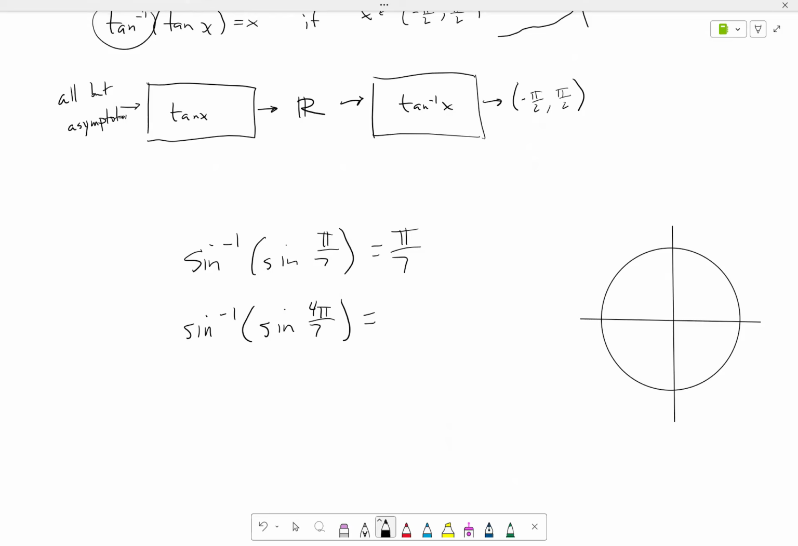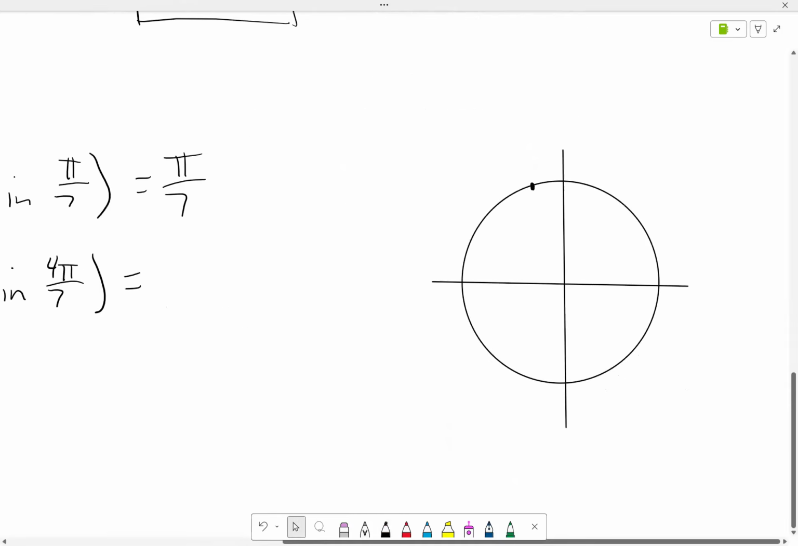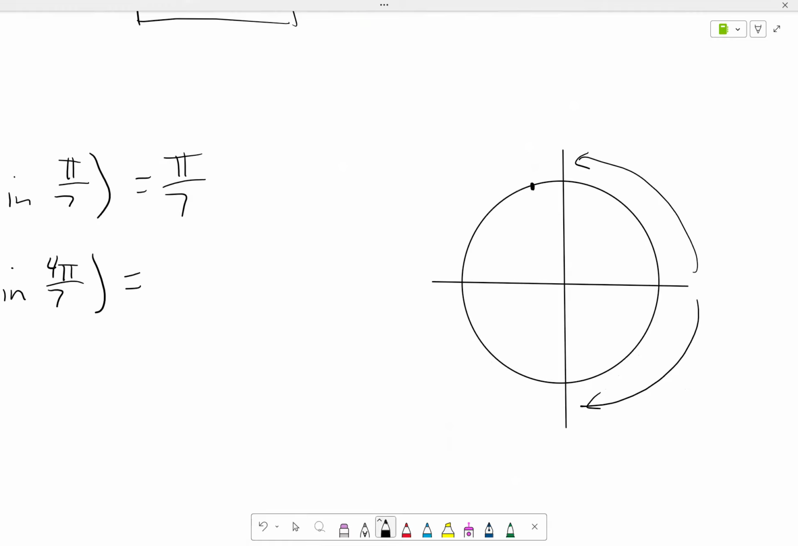Now 4 pi over 7, that's not a standard place, but we know where it is, don't we? It's in the second quadrant. We divide that top half into 7 parts. It's a little bit more than half, so it's not part of inverse sine. So what we need to do is find a place that has the same sine value. Do you see a value in here that has the same sine value as 4 pi over 7? Check your neighbor.